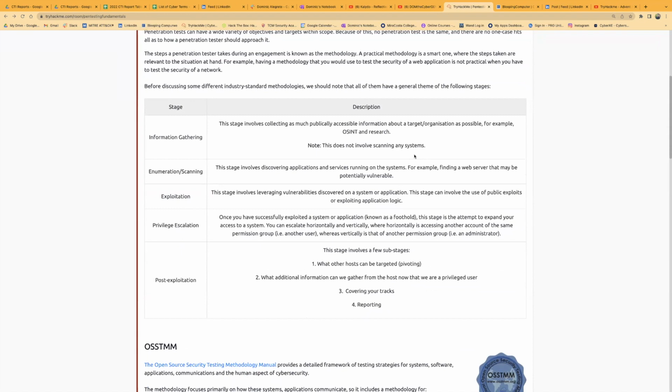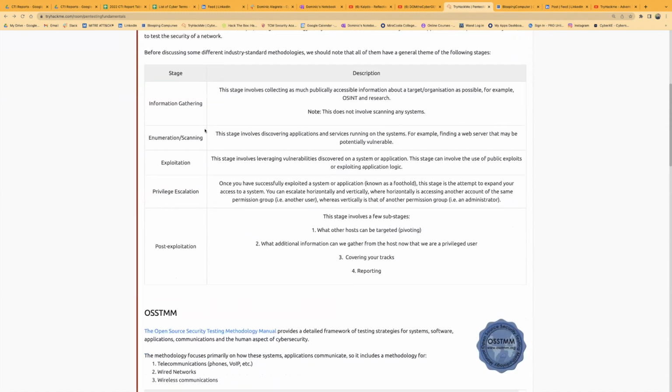So as I was saying earlier, the methodologies are just the steps the pen testers take during the actual engagement, right? Like anything, you want to prepare, have different things in place and notes on what you're actually going to do when conducting and carrying out this penetration test. So just to get into some of those methodologies, these are the stages of it: information gathering, enumeration, exploitation, privilege escalation, post-exploitation, right?